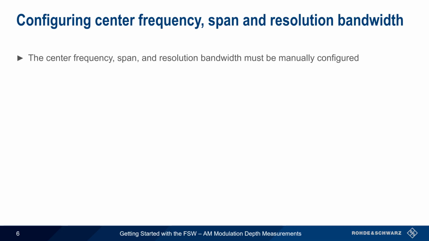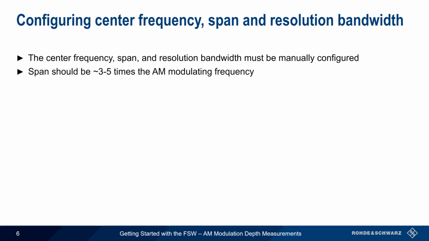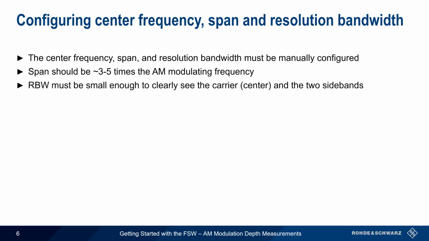The first step is manually configuring the center frequency of the signal, the span, and the resolution bandwidth. In general, span should be set to 3 to 5 times the AM modulating frequency. This is often on the order of thousands of hertz. The resolution bandwidth must be set small enough so that the carrier and the two sidebands are clearly differentiated.